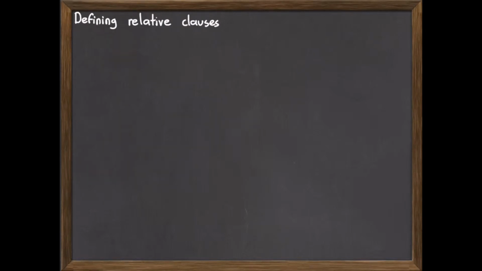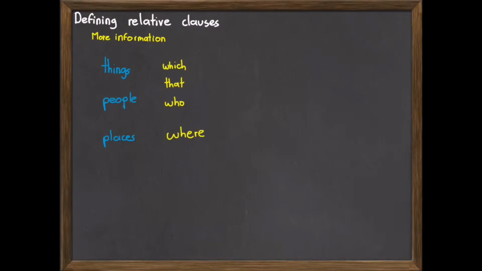First, let's look at defining relative clauses. Defining relative clauses are used to give more information about a person or a thing. They can be talking about things, people, or places. For example, which is used for things, and who is used for people. That is used for things and people, but where is used for places.